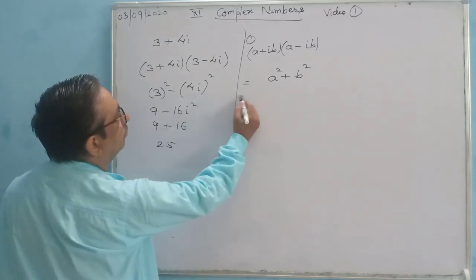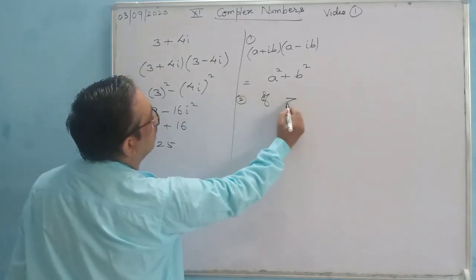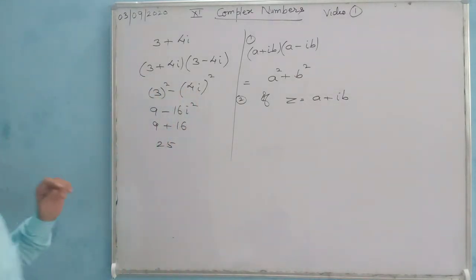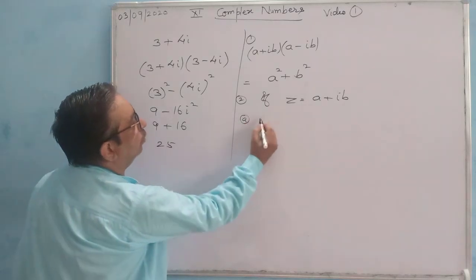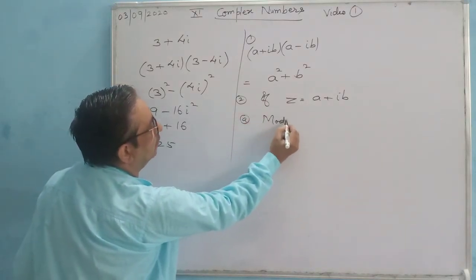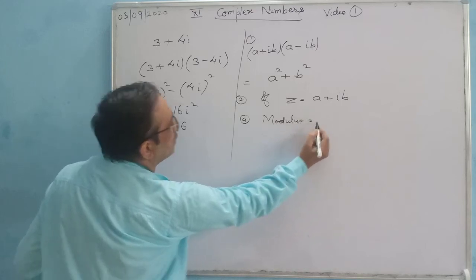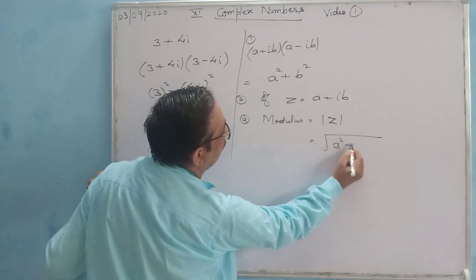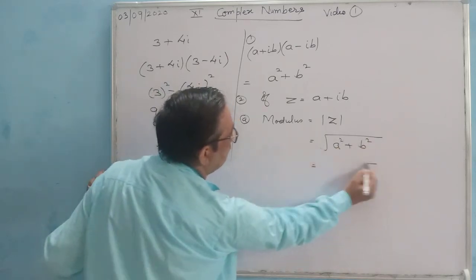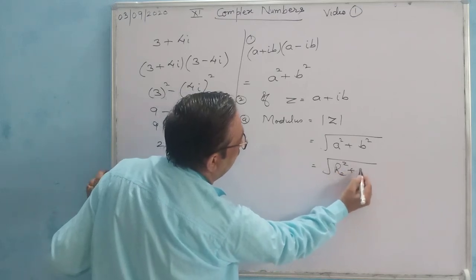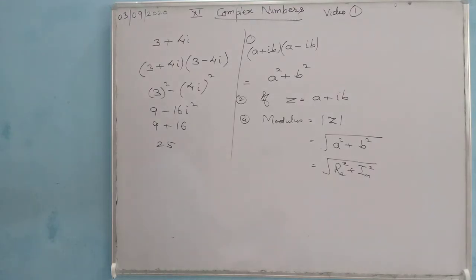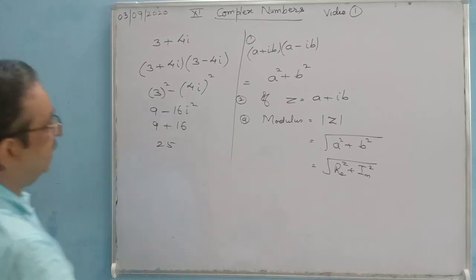Next, if the complex number z equals a plus ib, now we discuss a point: modulus. Modulus means modulus of z. It is so easy: square root of the square of the real part plus the square of the imaginary part. This is real part square and imaginary part square. Imaginary part means only b square. Okay.